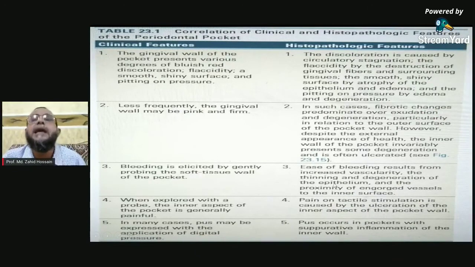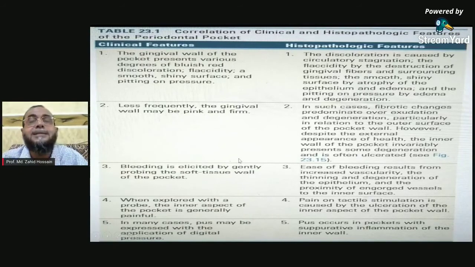This is the clinical feature and histopathologic feature of the pocket. First, in a patient, you see the color is changed, it becomes reddened or bluish. Why? Because of the distress of gingival fibers and surrounding tissues, and a smooth shiny surface by atrophy of the epithelium and edema, and pitting on pressure by edema and degeneration. So this is the first thing: the degree of bluish red discoloration you will find, and the cause is here. On the left side is the clinical feature, on the right side the histological feature. You can easily understand.